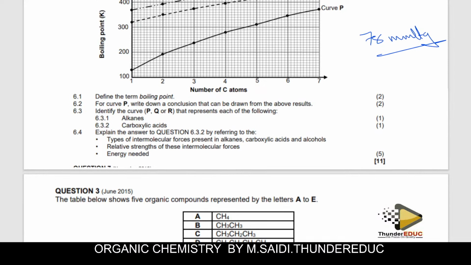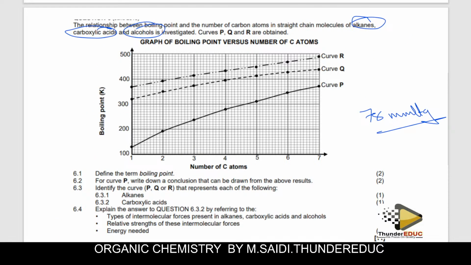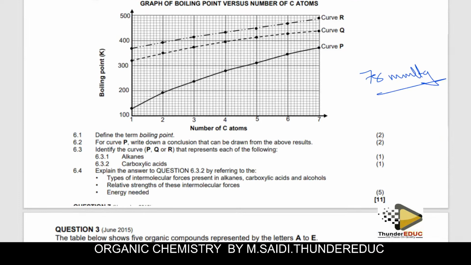Identify the curve P, Q, R that represents each of the following alkanes. Remember, alkanes we say has the lowest boiling point. So this curve, you have to take note because they can bring a curve for vapor pressure. If this curve was for vapor pressure, then R would have been the alkane because it has the highest vapor pressure because of the low boiling point. But because it's dealing with the boiling point, then P becomes the alkane because it has the lowest boiling point.